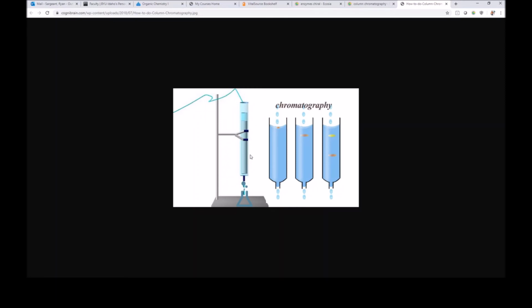And so as the hands trickle down through the column, the right hands will get stalled by occasionally fitting into one of those right-handed gloves, and the left hands are going to move through the column more quickly because they're less likely to get trapped inside of a right-handed glove. And so your left hands will come off first, and then your right hands will come down later. So that's the idea of what they call chiral chromatography.